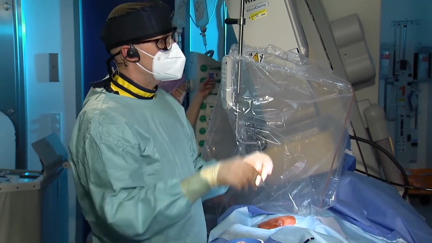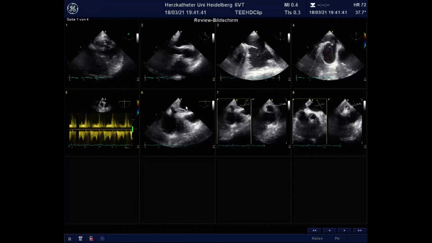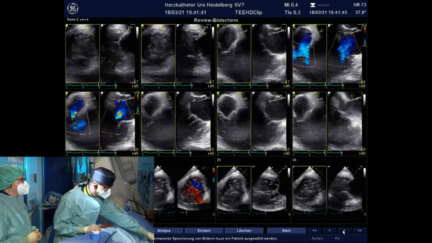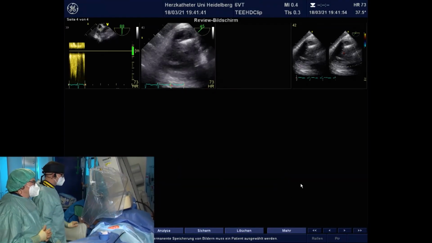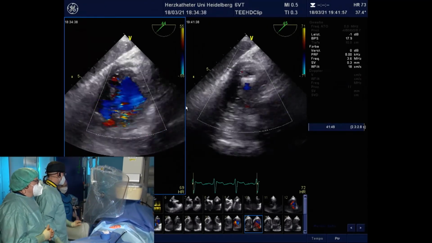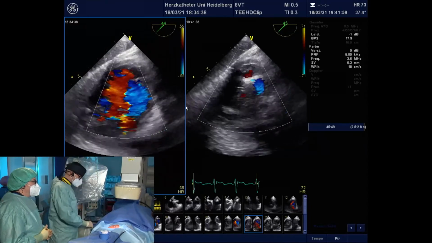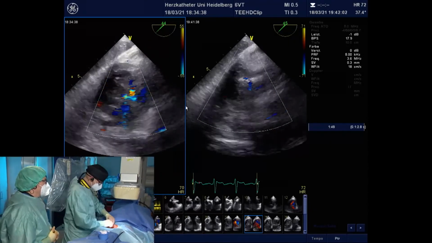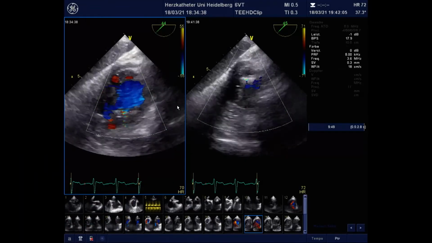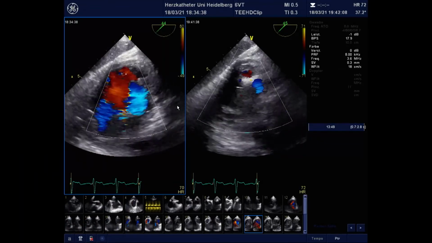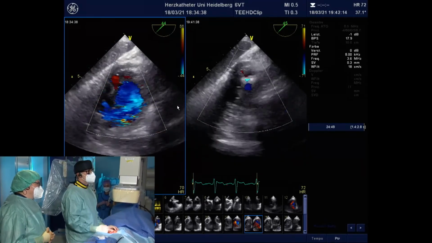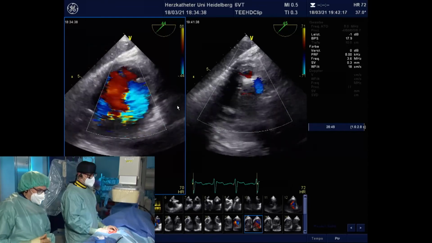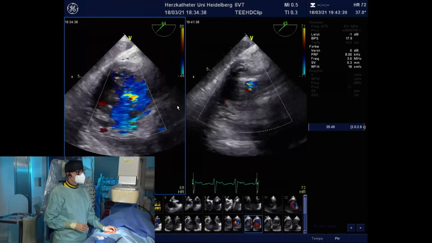So at the end, we can compare the result from the echo before and after. So this before and after. On the left side you can see the tricuspid regurgitation before, and on the right side you can see there's almost only trace of tricuspid regurgitation left, so a very good result for the patient. And we'll see how his symptoms hopefully will improve with this good result.